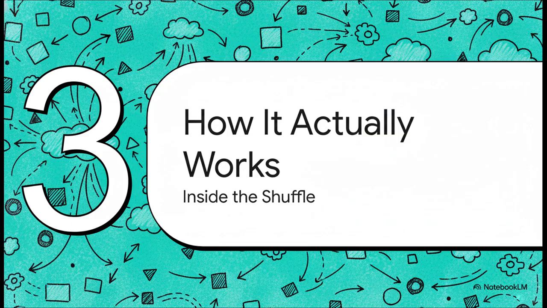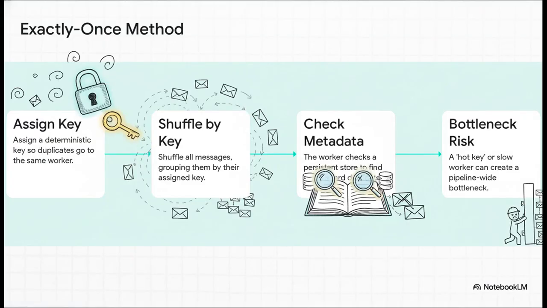Well, the answer lies in how Dataflow shuffles all that data between its workers. The magic and the cost, it's all happening in the shuffle. So in exactly once mode, every message gets what's called a deterministic key. Just think of it like a permanent address. This makes sure that if that same message gets resent for some reason, it always goes to the exact same worker. That worker can then check its little black book, its metadata, and say, I've seen you before, and just toss out the duplicate. It's super methodical, very precise.